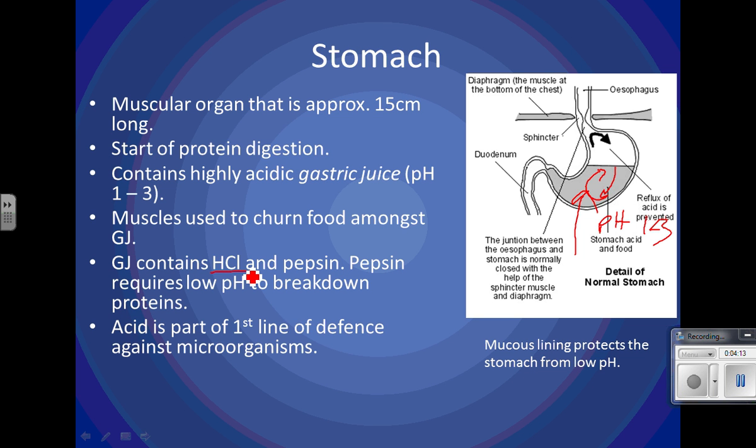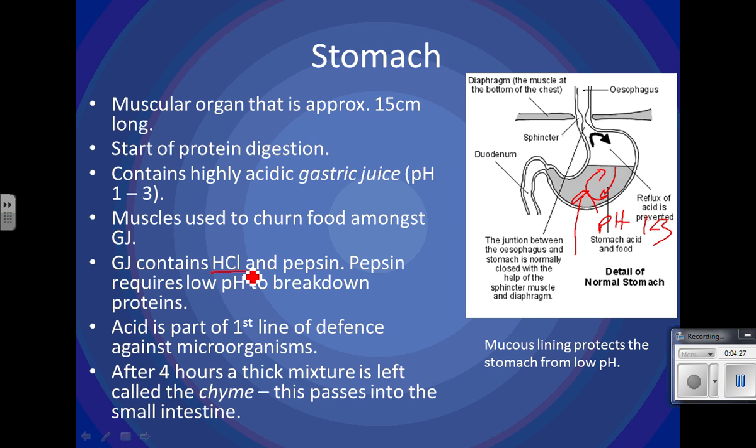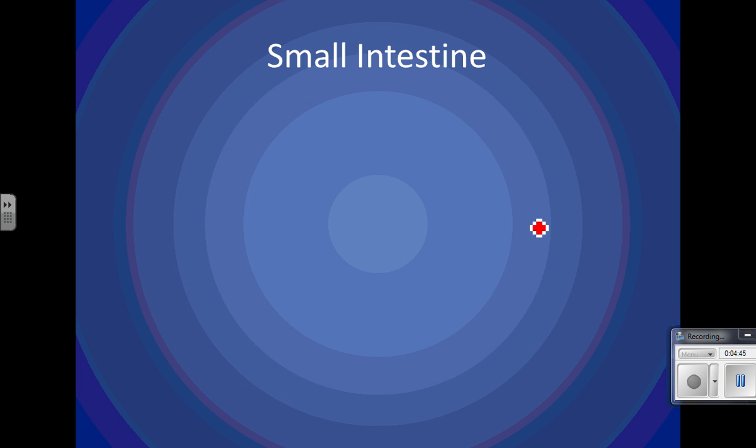So also, just out of interest, the acid here is, like your skin, part of the first line of defense against microorganisms. So any bacteria, viruses, etc. that make their way down to your stomach, hopefully, will be digested and broken apart by the acid there. So after about 4 hours of sitting in your stomach and being churned around, a thick mixture called the chyme, so that's where it's all being gunked down, passes into the small intestine via the duodenum here. You're going to hear about that thing in a minute.